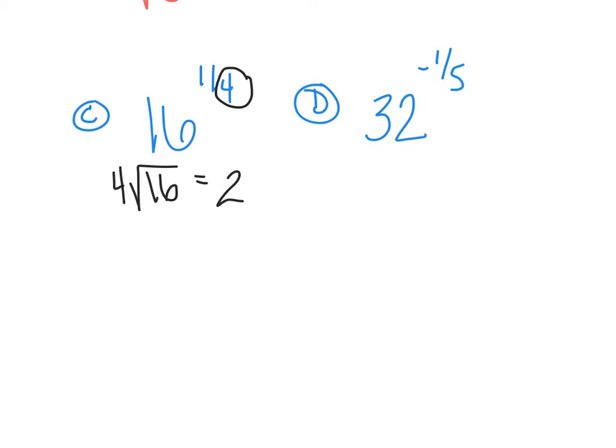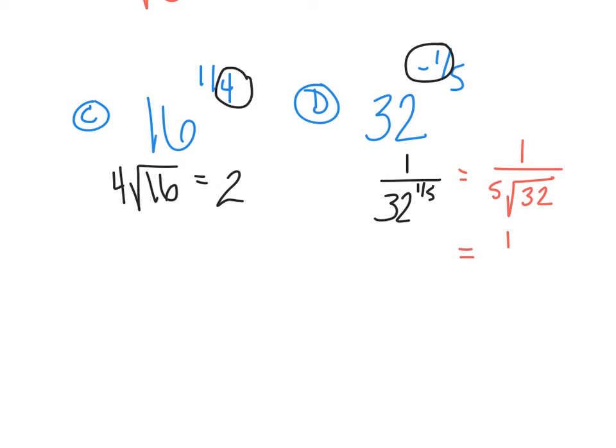D, the first thing I did was rewrite it as 1 over 32 to the 1/5. How did I know to rewrite? Well, that lovely negative exponent. Okay, so again, the root's on the bottom, so this is really 1 over the 5th root of 32. So you should know a number that multiplies 5 times to get 32. I always start small, and hopefully you know that number is 2. So my final answer should be 1/2.